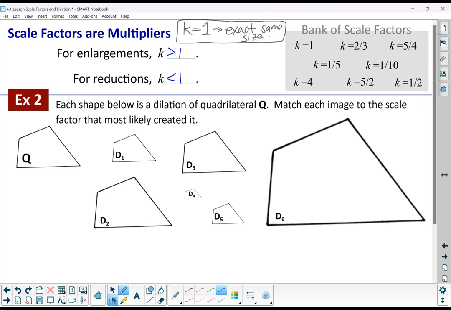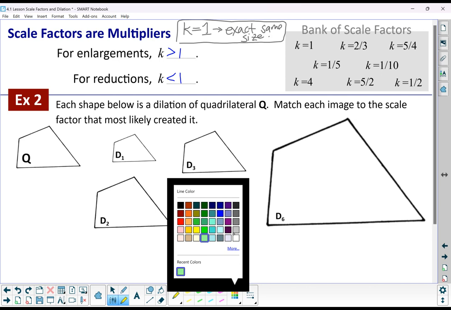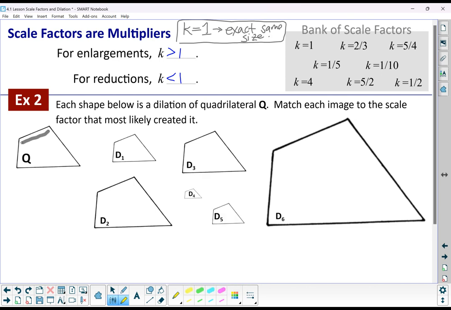So for this example 2, we have a shape Q, and Q is this little shape right here. And shape Q has been dilated several times. And we have, in fact, 6 scaled copies of Q. Now, don't whip out your ruler because these are not exact. We would like to just match each of these images to the scale factor that most likely created it just by thinking logically about fractions, not about measuring.